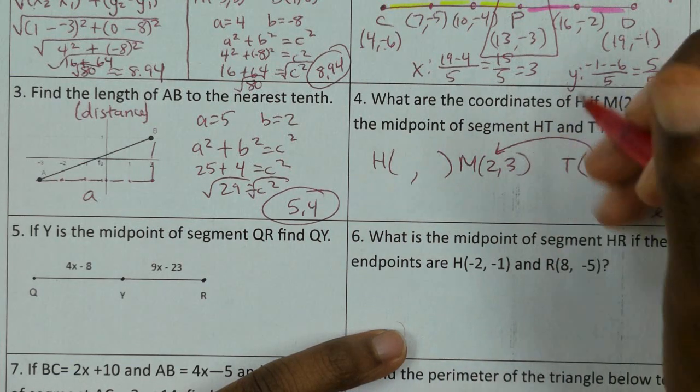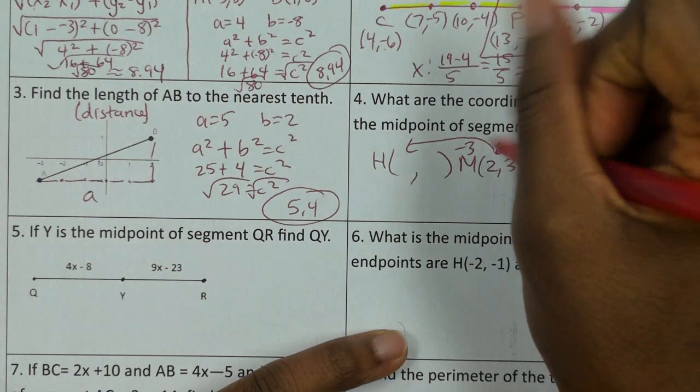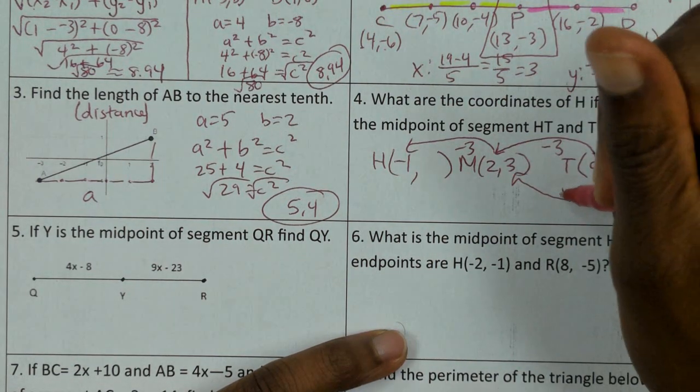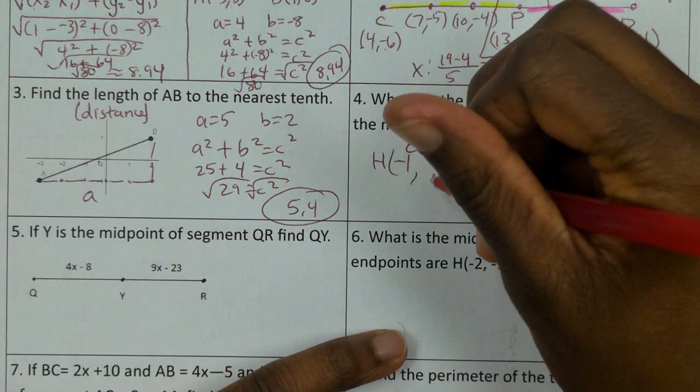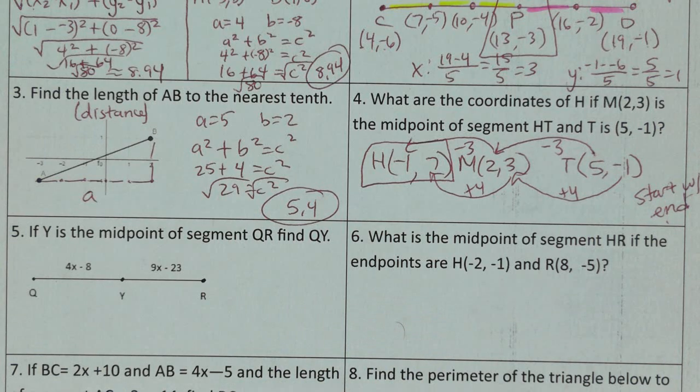So 5 to 2, you're decreasing 3 units, so we want to drop 3 units. 2 minus 3 is -1. Increasing 4 units from -1 to 3, so we want to increase 4 units, and we land at 7. So H is (-1, 7).